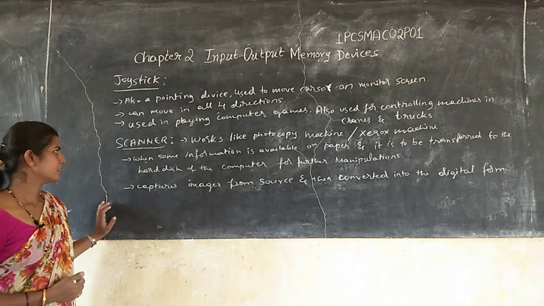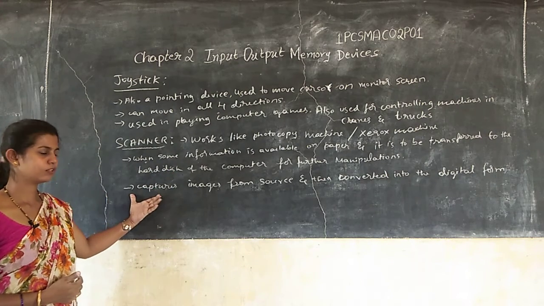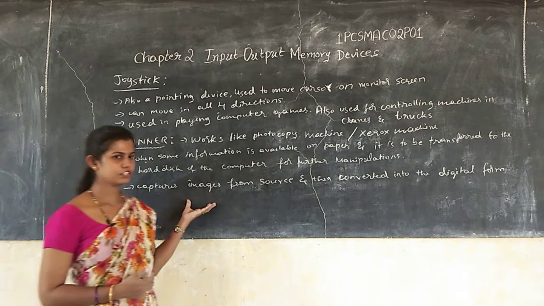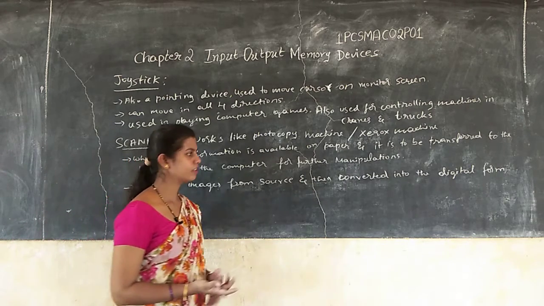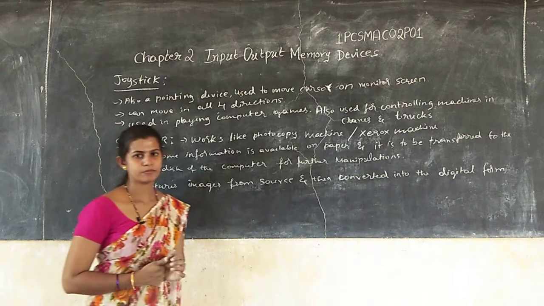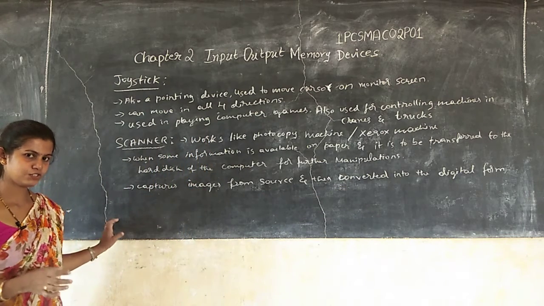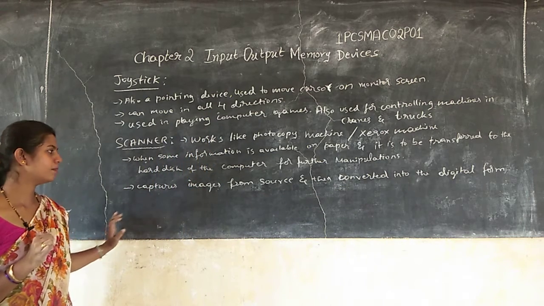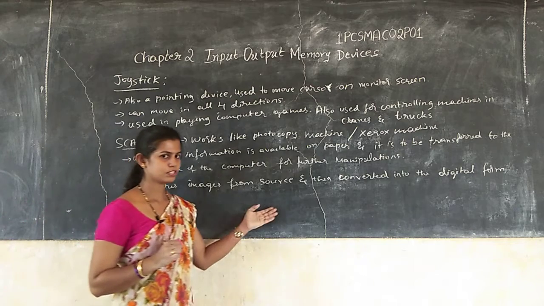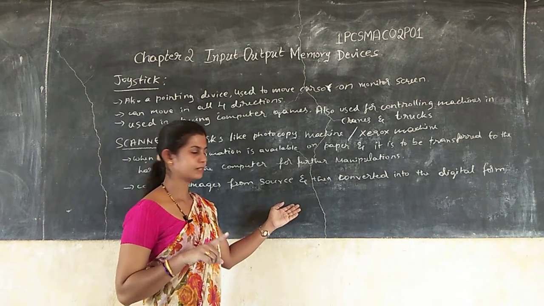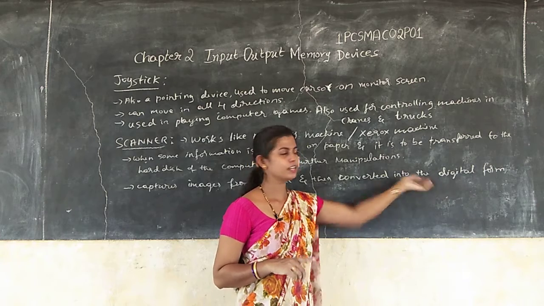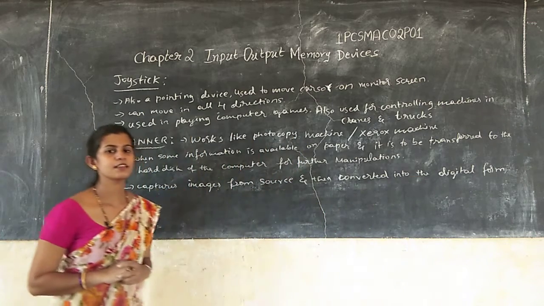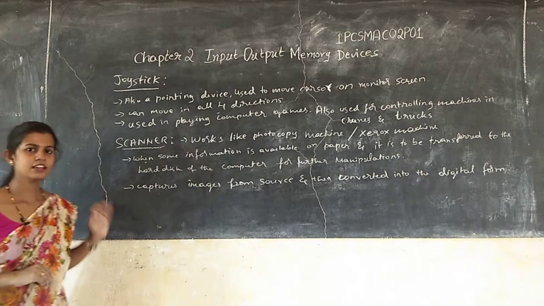Next, what it will do is capture the images from the source and then convert them into digital form. Scanners actually capture the images from the source, like your paper, and then convert that into digital form. So this is about the joystick and scanners.